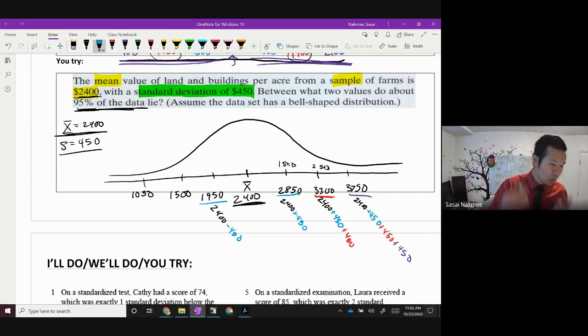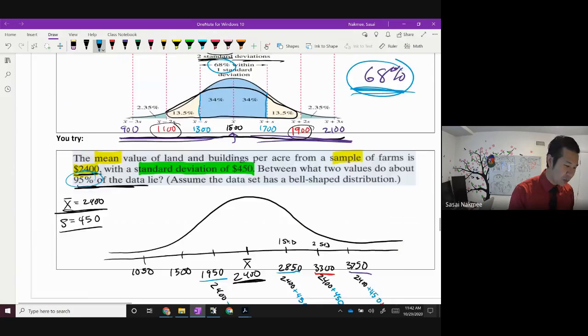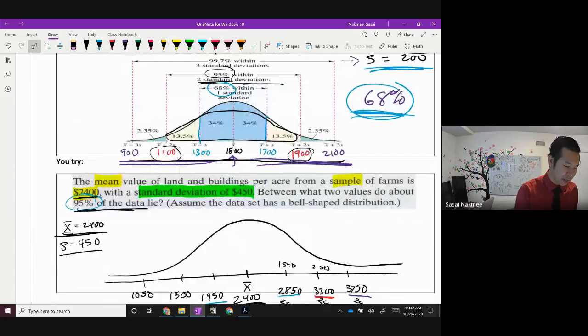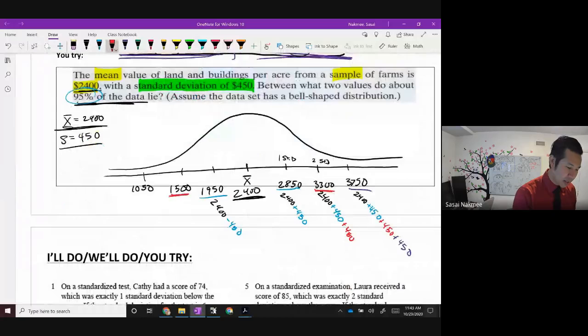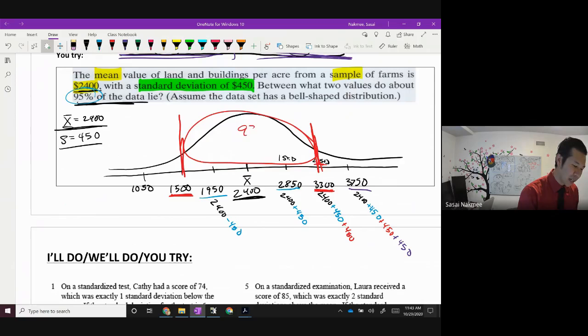Okay? Once you get those values, read the problem and see what it is they're asking for. If they're asking for a percentage, you need to look and see, well, where is 95%? How can I get 95%? I can get 95% from going to the second standard deviation below and the second standard deviation above. That's how I get 95%. So I come back to this problem. Where's the second standard deviation below? That's this guy right here. Where's the second standard deviation above? That's this guy right here. So the percentage from here to here should be 95%.